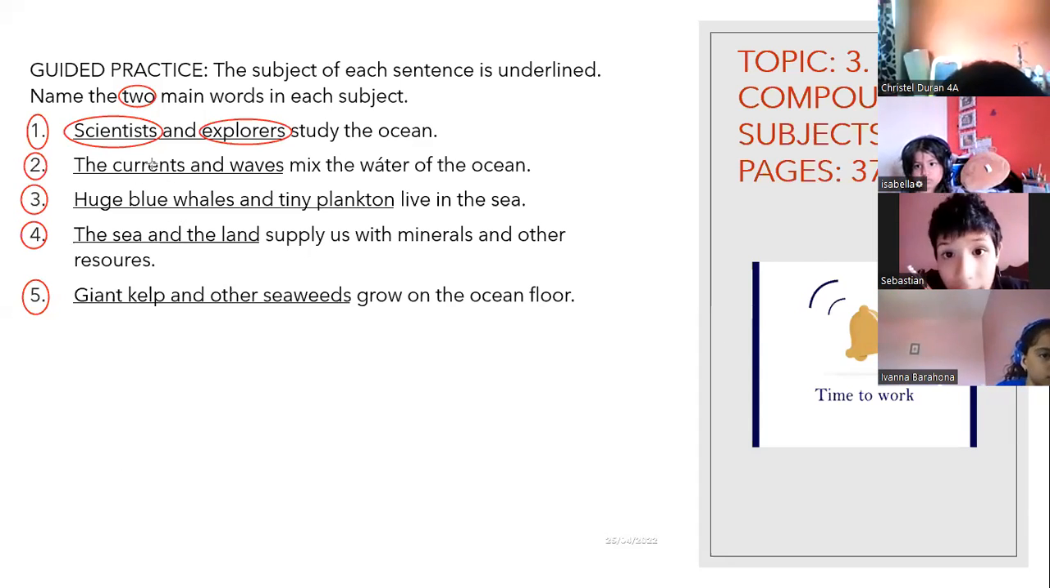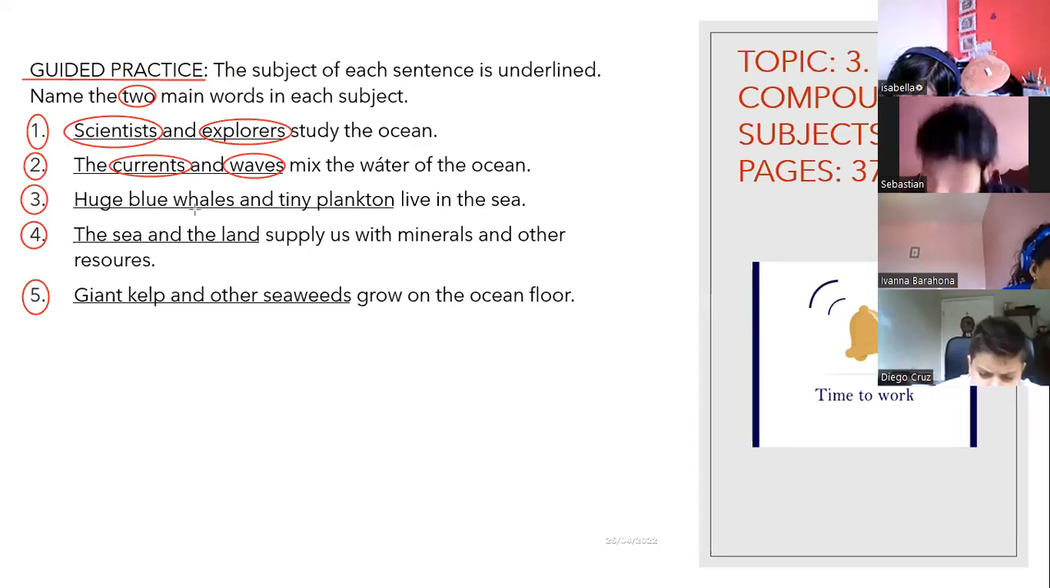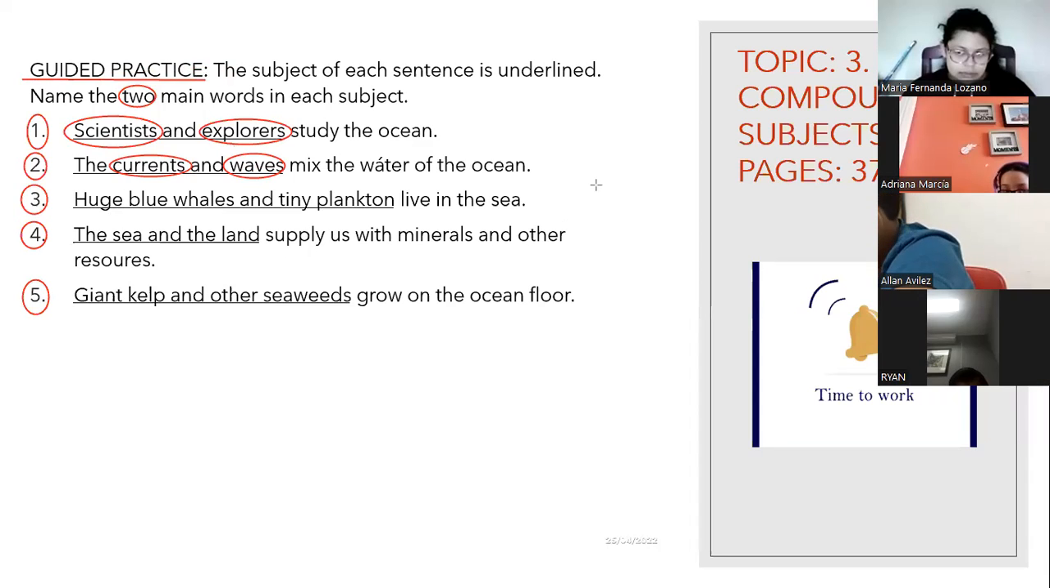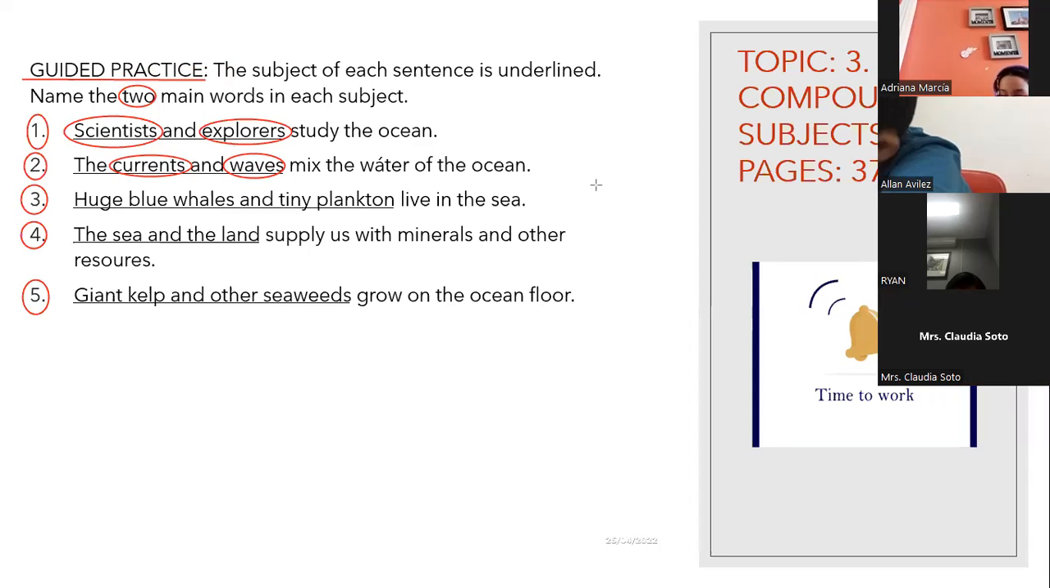Second sentence, the currents and waves. What are the two main words? The two nouns in that subject. Currents and waves, exactly. These are the two main words. And this one, remember, is the guided practice. Number three, huge blue whales and tiny plankton.